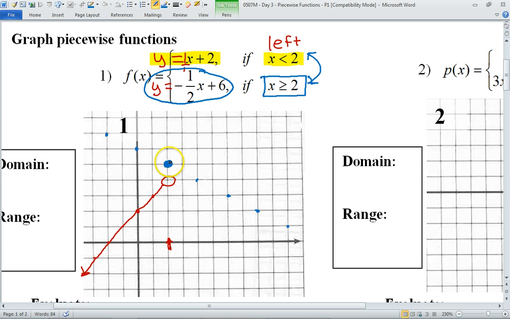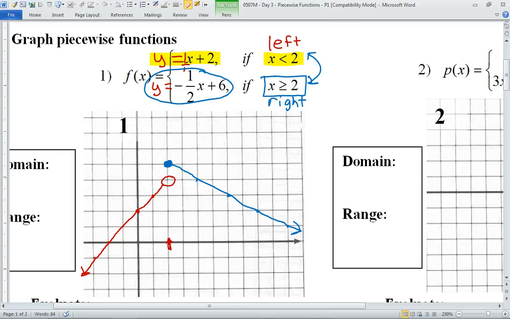Why did I darken it in instead of leaving it open this time? It's included. Greater than or equal to 2. So I filled it in. Now, am I going to draw the left side or the right side this time? The right-hand side. This says greater than or equal to. Greater than will be to the right. So I will draw this side of the line. And I will erase the dots that I didn't use. And that's it. That's how you graph a piecewise function.